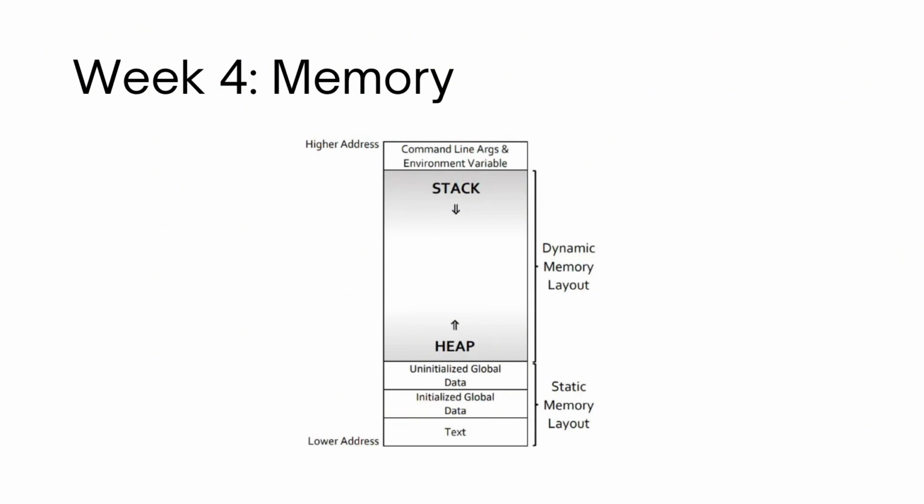Week 4 dove into memory. We learned about stack vs heap, how memory is allocated, and how pointers let us access memory directly. This is where functions and side effects really come alive. Passing a pointer to a function can change data outside that function. We also use tools like Valgrind to detect memory leaks. Understanding memory is essential for writing efficient and safe programs.